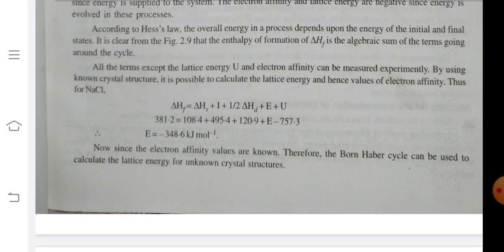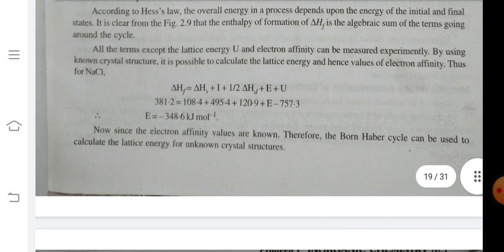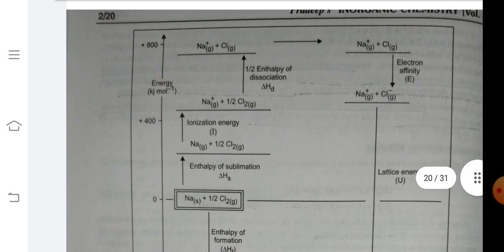Now, since the electron affinity values are known, the Born-Haber cycle can be used to calculate the lattice energy for non-crystal structures.